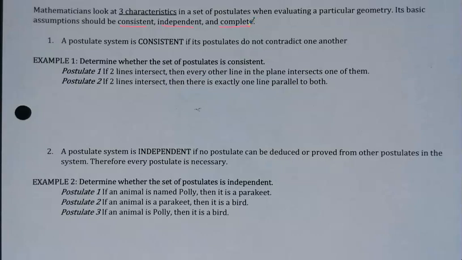So let's look at example 1. It says determine whether the set of postulates is consistent. Postulate 1: if two lines intersect, then every other line in the plane intersects one of them. Postulate 2: if two lines intersect, then there is exactly one line parallel to both. So are these consistent? Consistent means they do not contradict one another. So the question is, do these contradict each other?